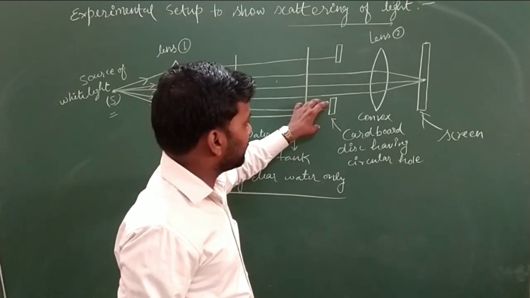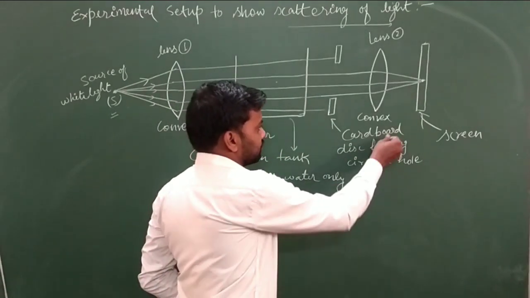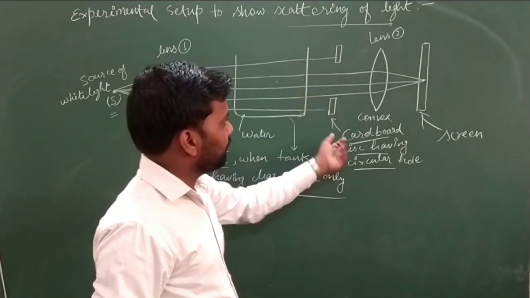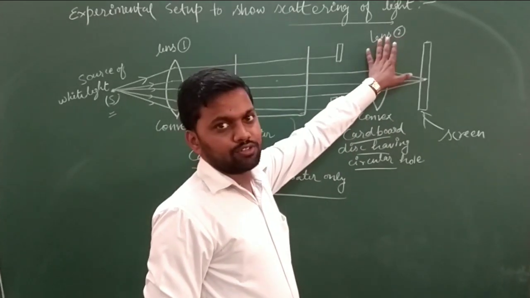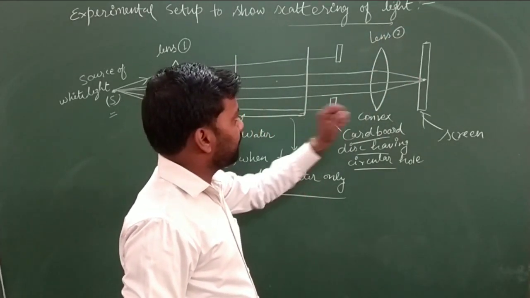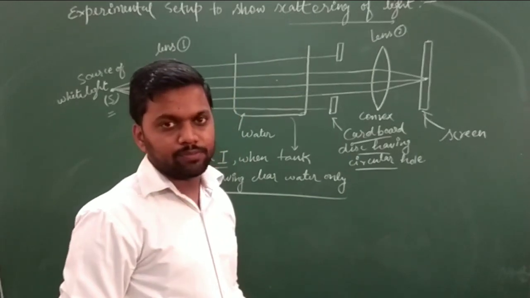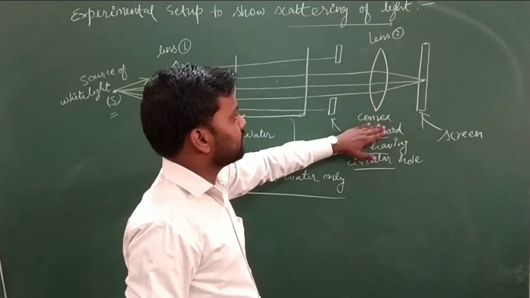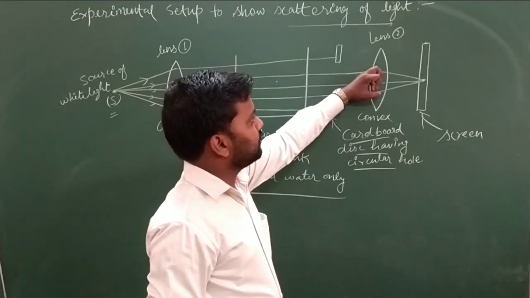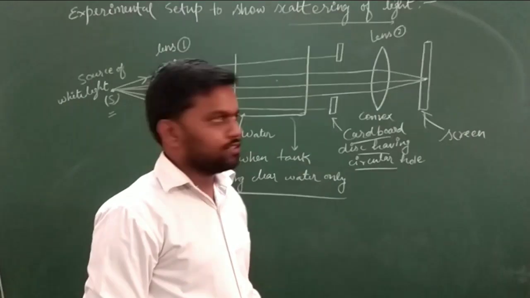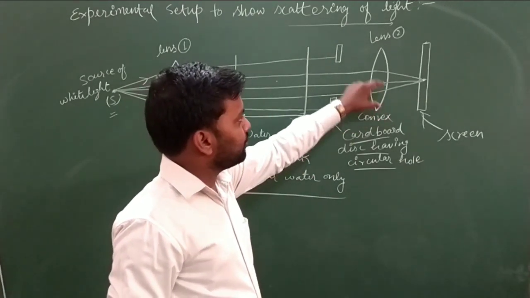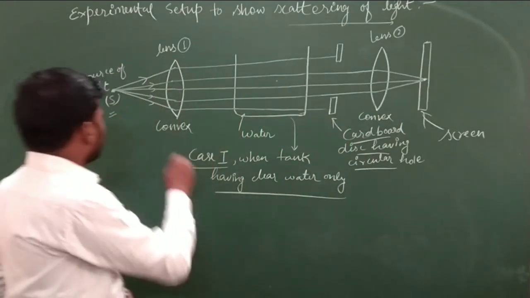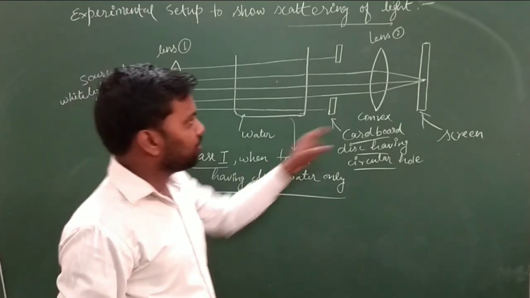Here we have taken a cardboard disc having a circular hole. So what will happen? These light rays will come to this convex lens, that is convex lens L2, and after striking the convex lens, we know the principle that whenever light rays come parallel to the principal axis of a convex lens, it converges these light rays at its focus. So it will focus all the light rays at its focus. That is, whichever light rays are coming from this source, they will be focused at this point.